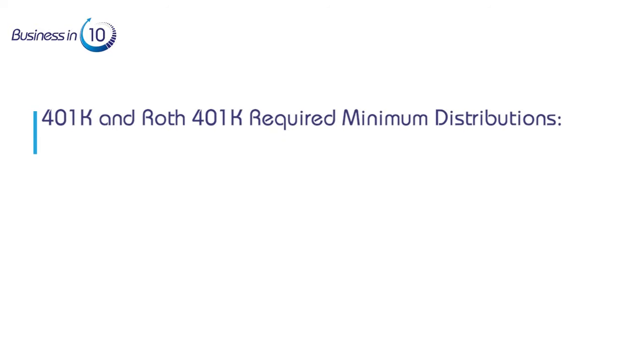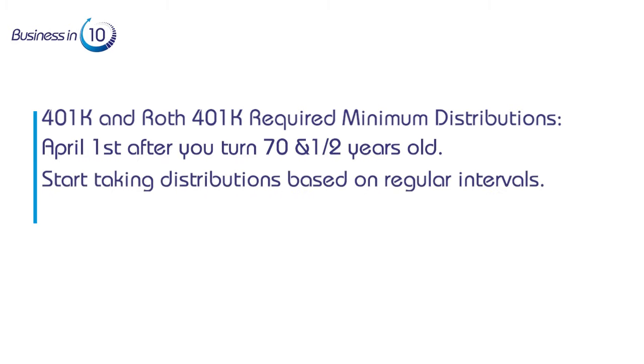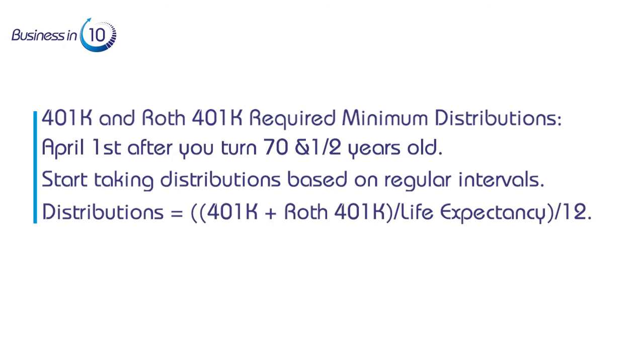401k and Roth 401k required minimum distributions. You are required to start taking a minimum distribution by April 1st after you turn 70 and a half years old. And if you have not taken any distribution until then, you will be required to start taking distributions based on regular intervals, which is calculated on the balance of your 401k and Roth 401k accounts and your life expectancy.